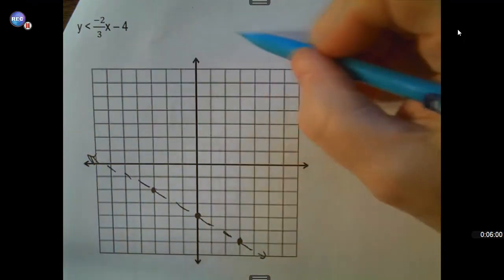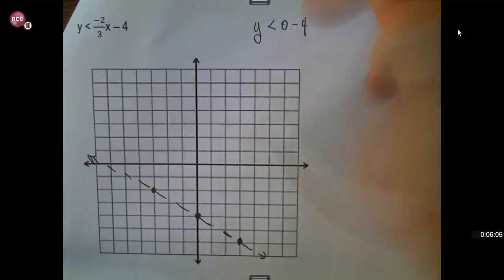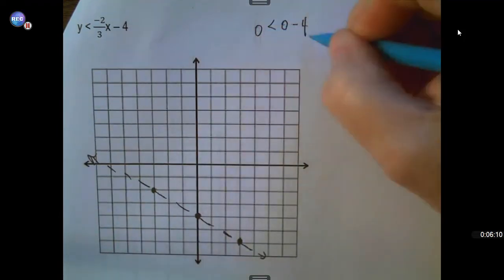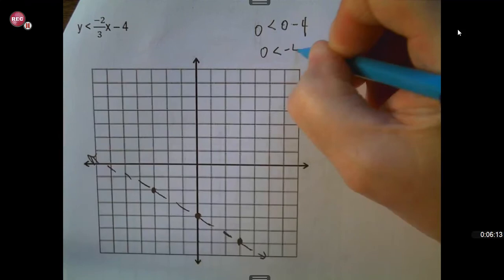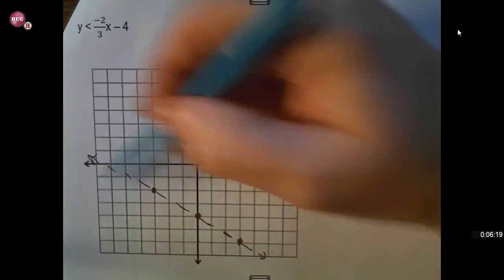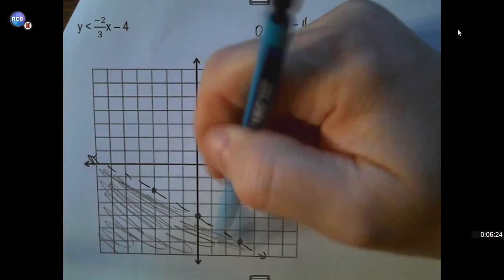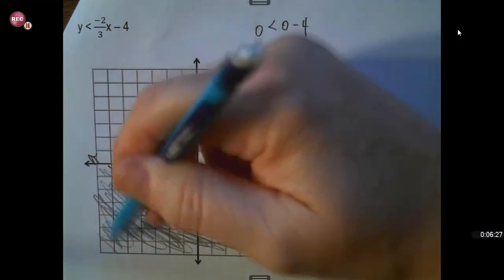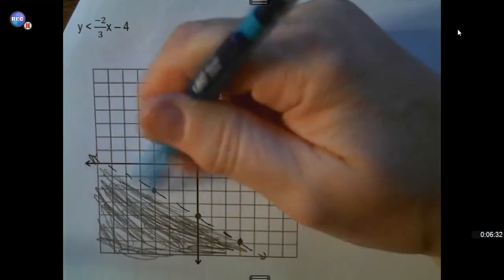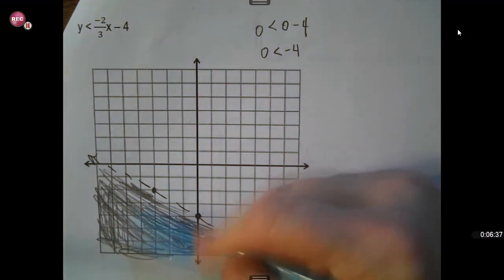And then I'm going to plug in 0. I get 0 is less than 0 minus 4. 0 is less than -4. That's not true. So I'm not going to shade up here. I'm going to shade below so that I don't include the origin. And so it's just this little part down here. And again, we're not including the line. The dashed line, it's not a solid line. So it is not included.